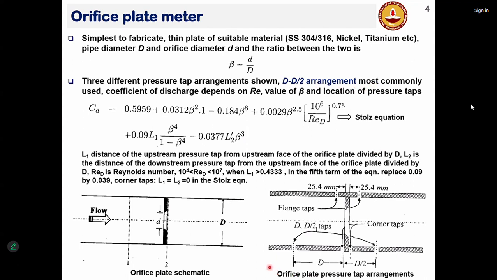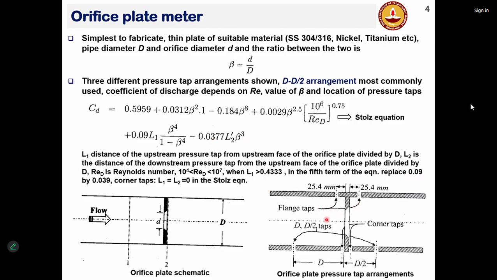In this arrangement, this is basically the orifice meter. You make a hole in the tube about a distance D upstream, D being the diameter of the tube. And in the downstream, you make a pressure tap at about D/2. So you have one pressure tap here, one pressure tap here, and this could be connected to both ends of, for example, a U-tube manometer to measure the delta P.